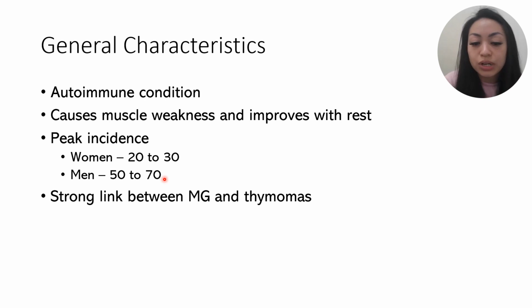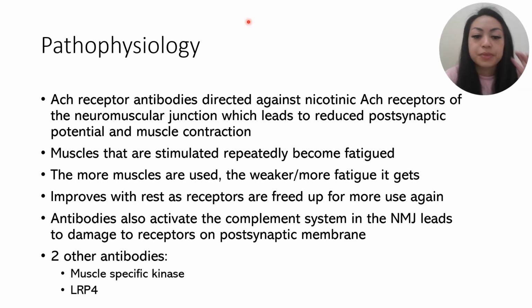There is a strong link between myasthenia gravis and thymomas. Thymomas are tumors of the thymus gland. This is another very important thing to remember. This slide is really important. Again, myasthenia gravis is an autoimmune condition. It causes weakness, which improves with rest. Peak incidence is women in their 20s to 30s, men in their 50s to 70s, and there's a strong link with thymomas, or tumors of the thymus gland.